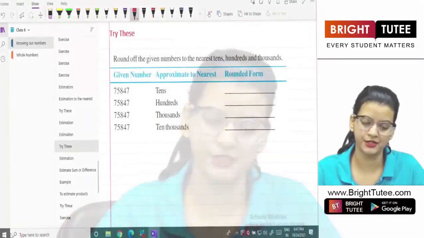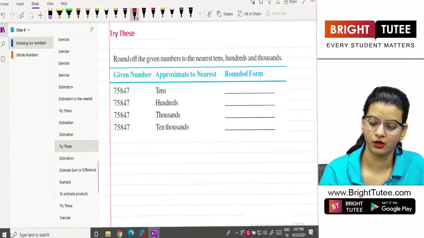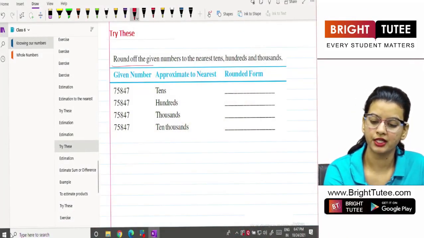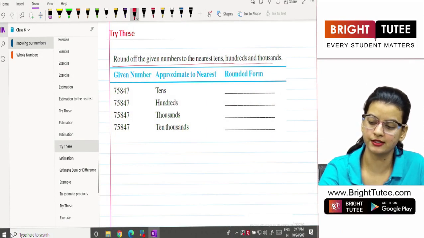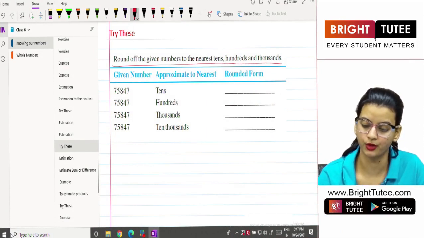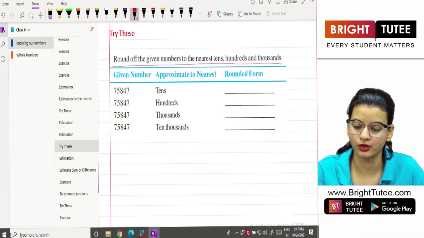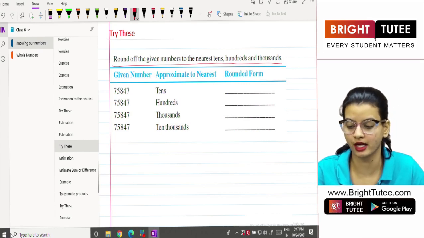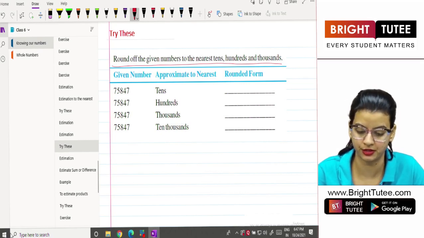Let's solve some Try These questions now. Round off the given numbers to the nearest tens, hundreds and thousands. What we have to do is round off the numbers to the nearest tens, hundreds and thousands as per the instruction given.